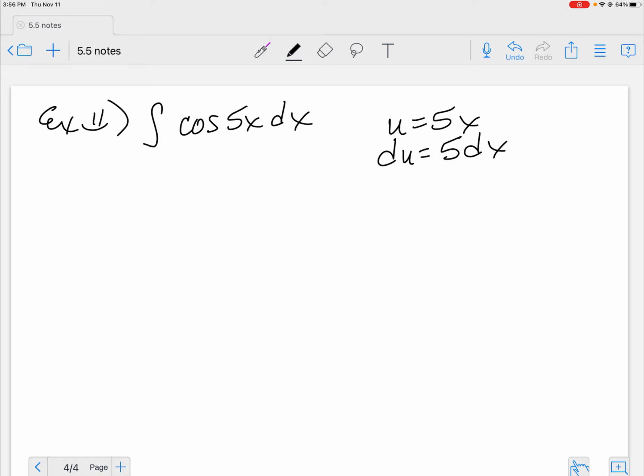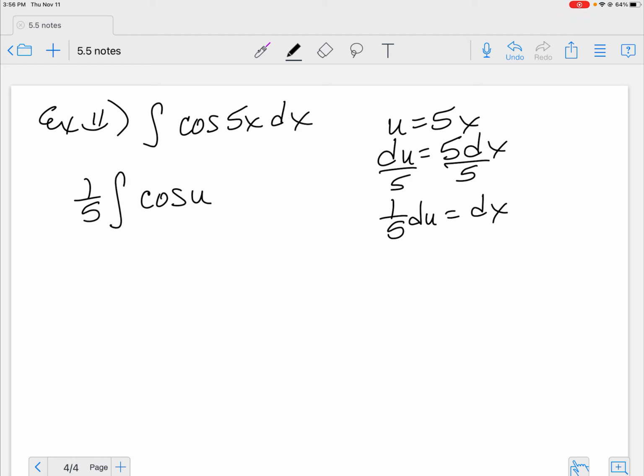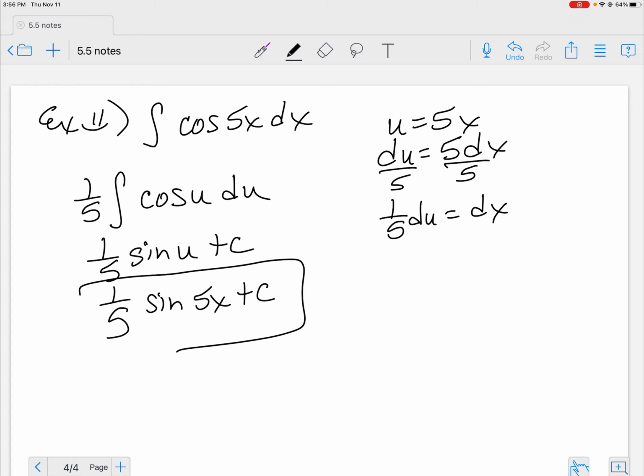du is 5 dx. Well, the only thing I have to sub out here is the dx, so I've got to take this 1/5 and divide it to the other side. So my 1/5 du is equal to dx. So look what I've got: 1/5 integral of the cosine of u du. So the antiderivative of cosine is sine. So I've got sine u plus c, and then sub it back in. So 1/5 sine 5x plus c.